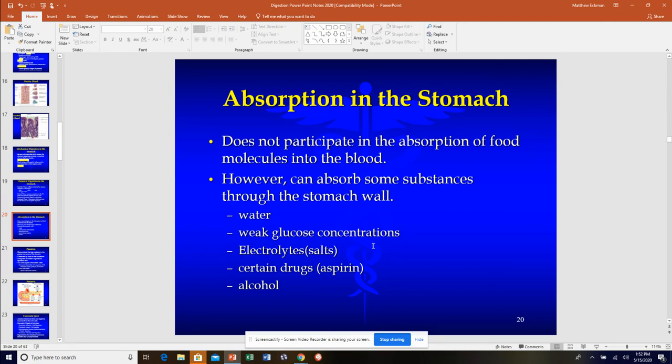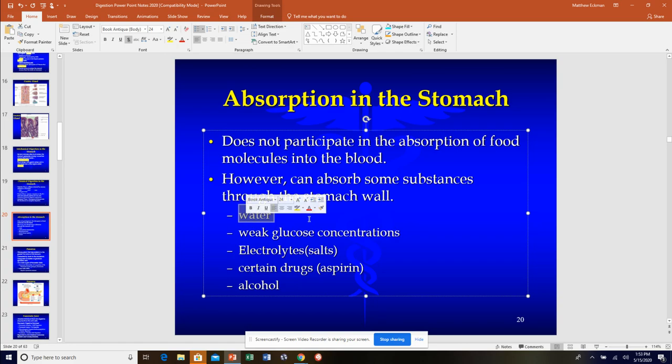Absorption in the stomach is really a small amount of absorption, maybe less than 10%. Just a few things come in directly through the wall of the stomach. Water is one of them. That's pretty important, right? We need water in our bodies. Weak glucose concentrations, that means that a little bit of sugar comes in, and electrolytes, salts. Now you think about it, things that are really important to our body. We need water, we need sugar, and we need a good salt balance so we don't get dehydrated.